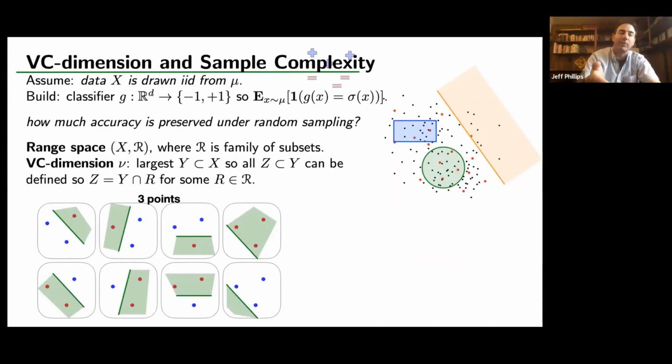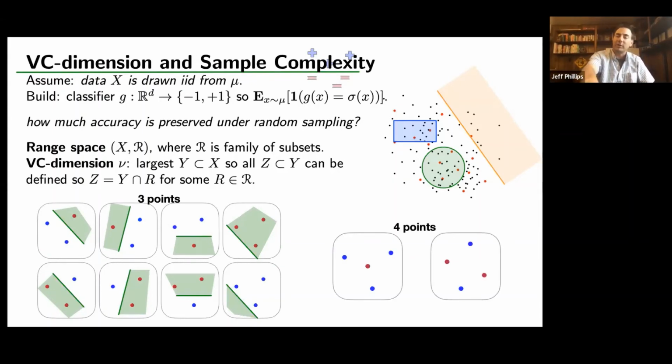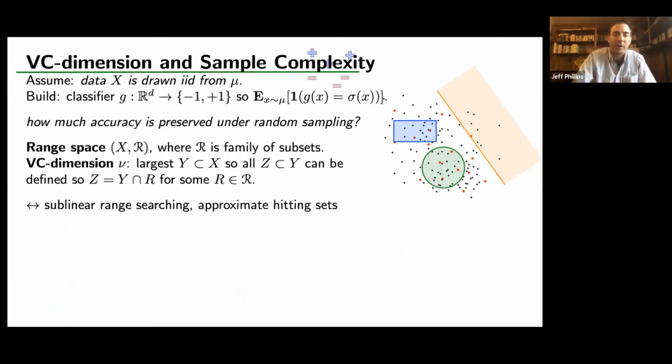So for any 3 points, any coloring, I can find a half space that separates them, but I can't with 4 points. If I look at these 4-point configurations, I cannot separate the red points from the blue points with a single half space. Okay, so the VC dimension is 3. This is a very combinatorial, geometric definition.